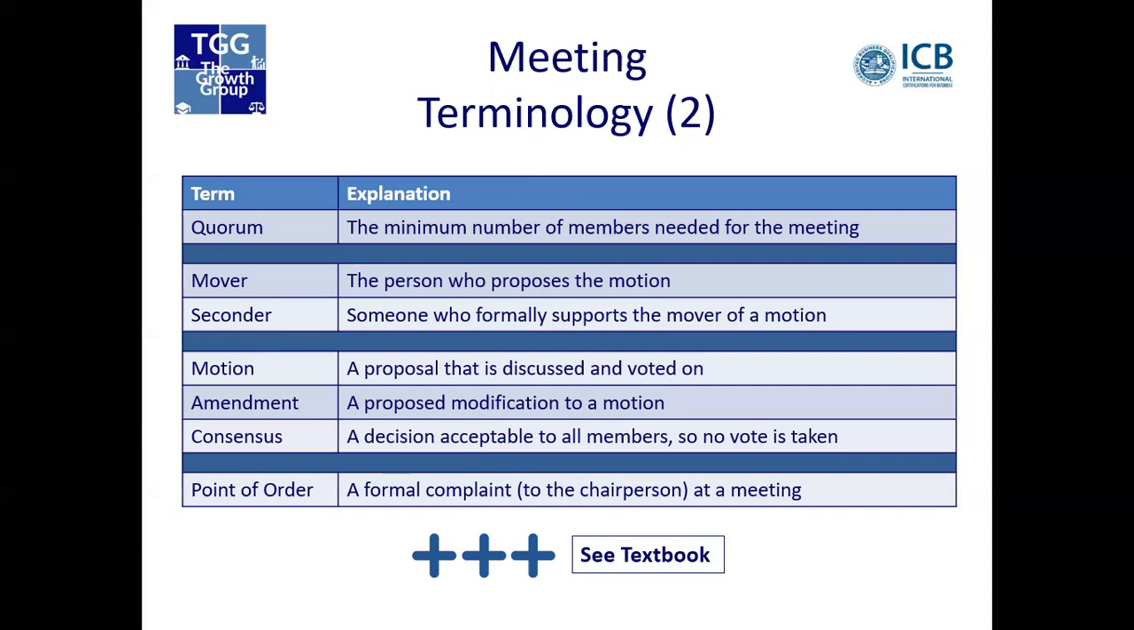A point of order is a formal complaint to the chairperson at a meeting. And the way you introduce a point of order, you say point of order. And then the chairperson is supposed to stop the meeting, stop those who are speaking, and first hear your point of order. Okay. But now please remember, guys, it is only the chairperson who can bring the meeting or discussion to a stop or to a pause.